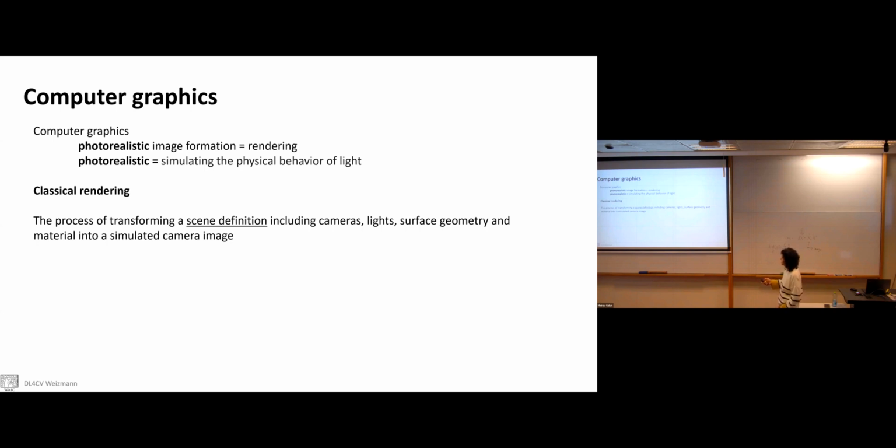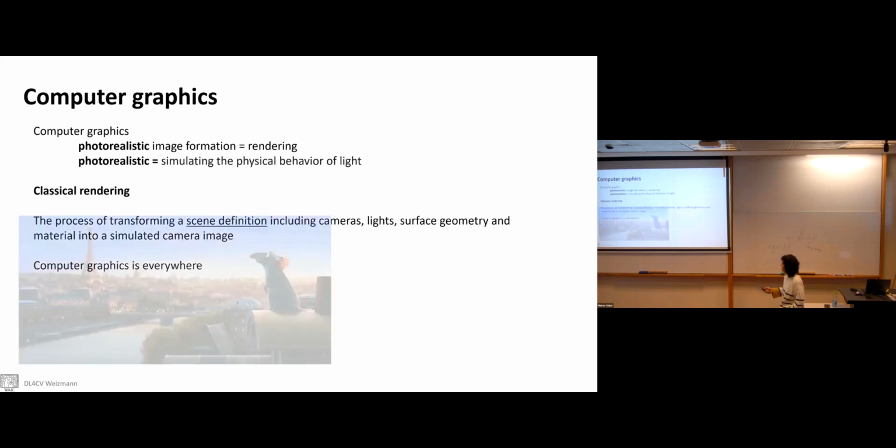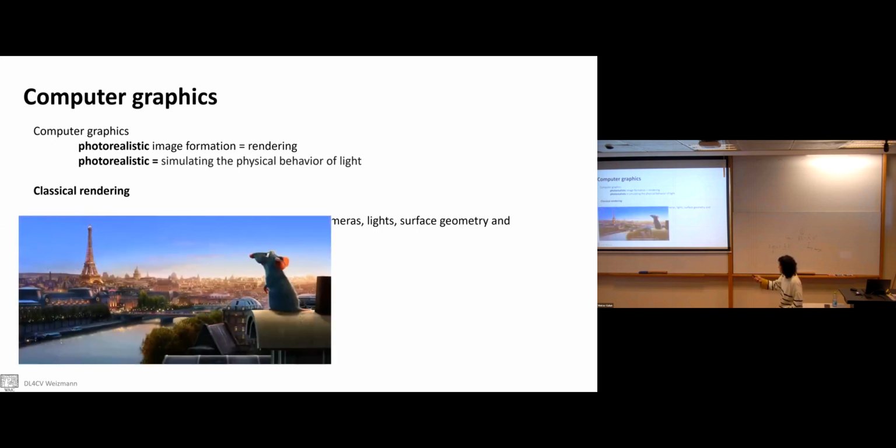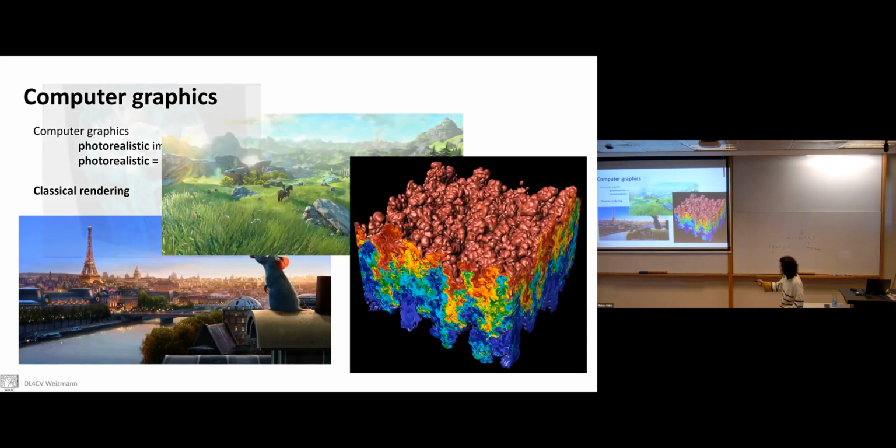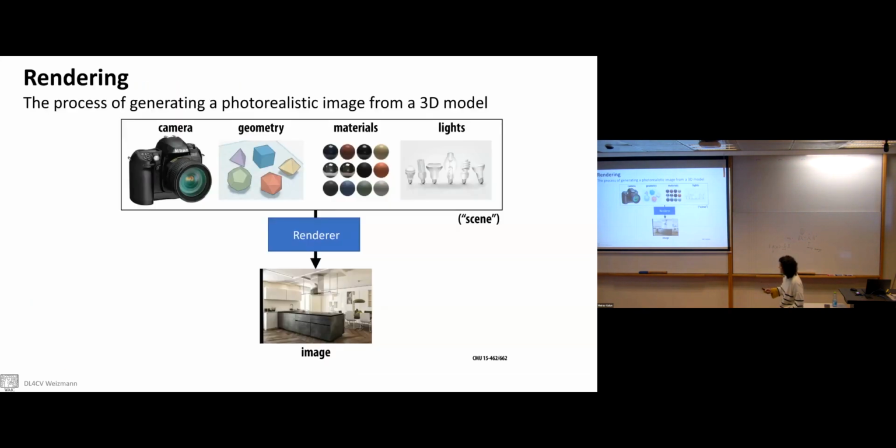So what is classical rendering? The process of transforming a scene definition. What is a scene definition? Cameras, lights, surface geometry, and materials, such that you can get rendered photorealistic images from this 3D scene definition. Okay? So, like what was said before, graphics is everywhere: movie production, game engines, medical imaging, etc.